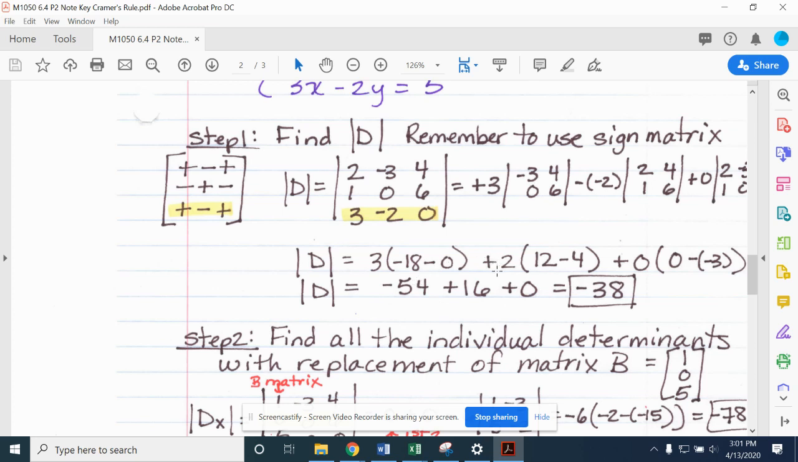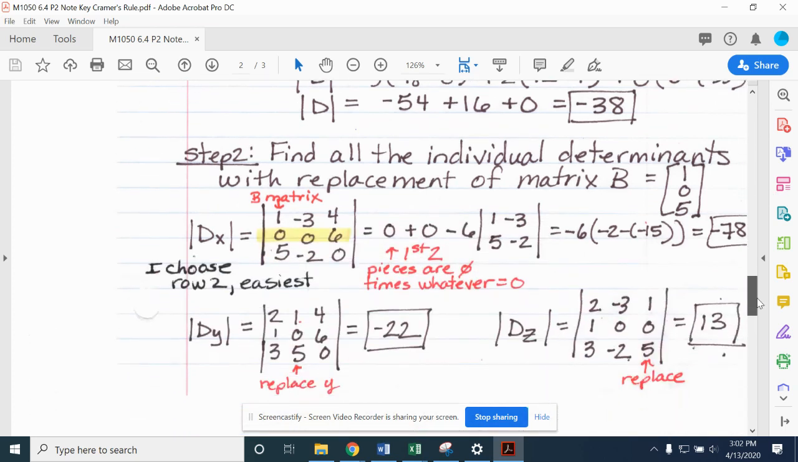So same method as we did before, finding the determinant in the last unit that we just went over, we would have the positive from the sign matrix, the 3 as the scalar, and then eliminate the row and column the 3 is in. That leaves these 4 numbers as the 2 by 2 determinant piece. Go through there, downhill minus uphill, and we find that the overall determinant is a negative 38. Sorry that this got cut off.